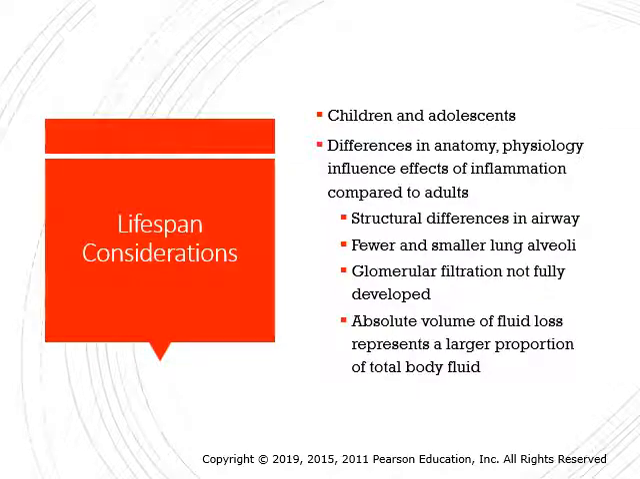Okay, let's talk about lifespan considerations. So children and adolescents have differences in anatomy and physiology that can influence the effects of inflammation in comparison with adults. Children and adolescents have structural differences in the airway, which can be important in the case of an anaphylactic reaction, right? Their lung alveoli are fewer and smaller. The glomerular filtration is not fully developed, so they have a decreased capacity. We talked about this before in elimination, decreased capacity to filter medications.